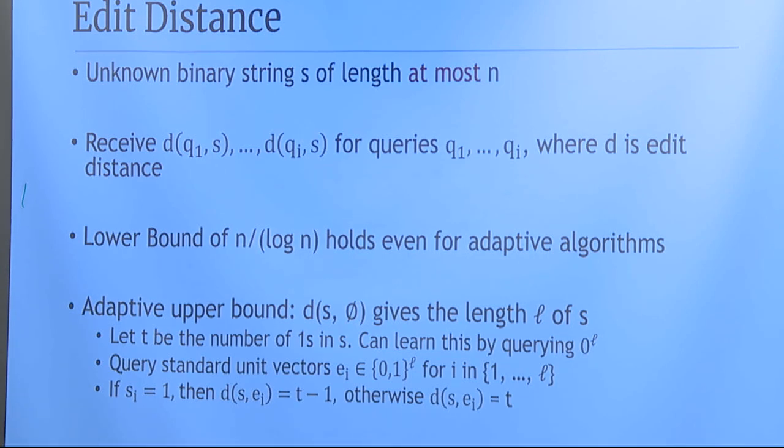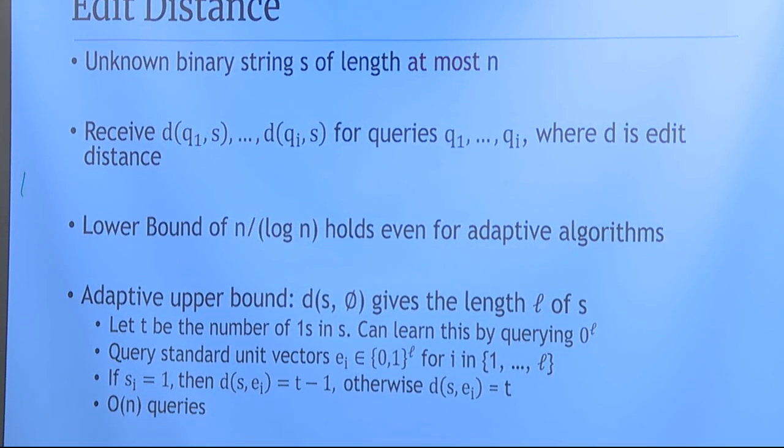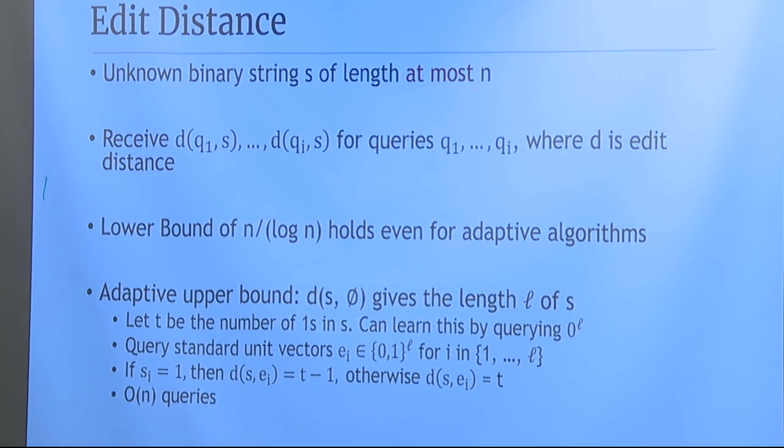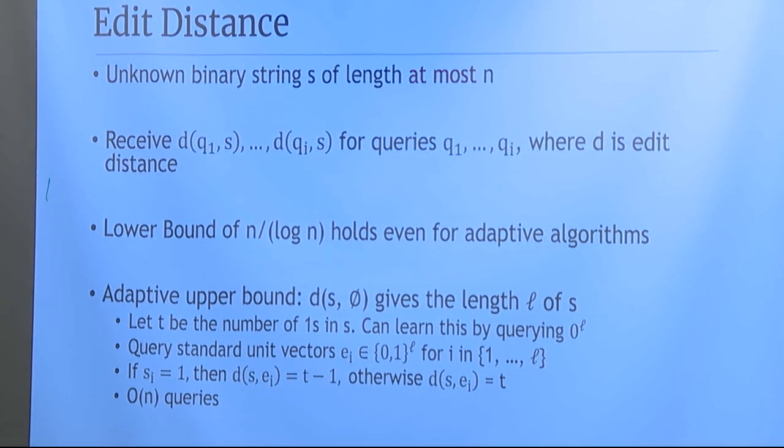Okay, we have order n queries here, and here's the first open question already. What is the tight bound for adaptive algorithms? Again, this is just in the log factor, but we don't know the answer.